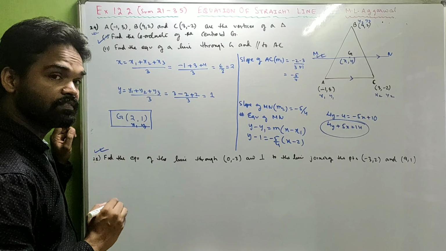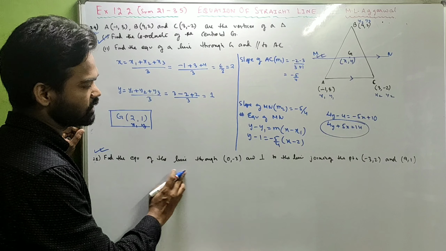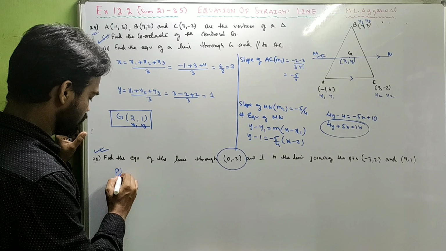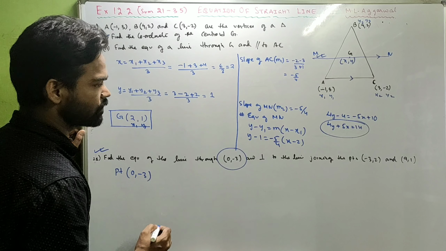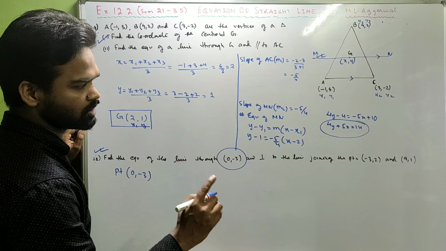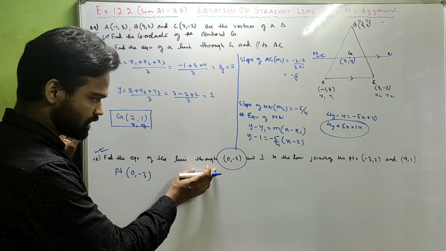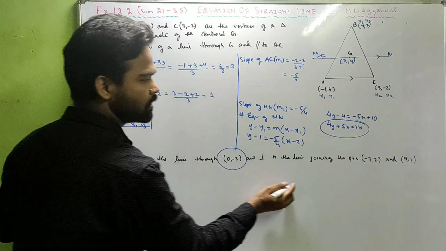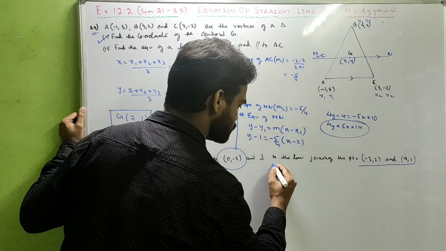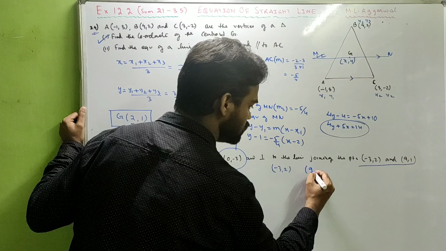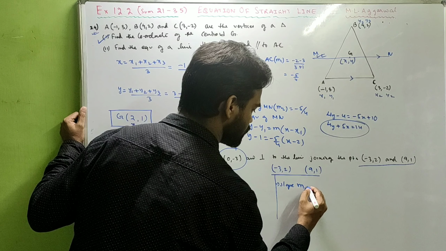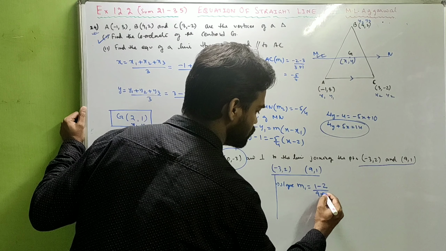Now look at question 25. Find the equation of a line through (0, minus 3). So a line passes through (0, minus 3), which means a point is given to us, and it is perpendicular to the line joining the point (minus 3, 2) and (9, 1), which means this line passing through (0, minus 3) is perpendicular to the line passing through these 2 points. So find the slope of that line passing through these 2 points. Slope, suppose M1, is y2 minus y1 by x2 minus x1.